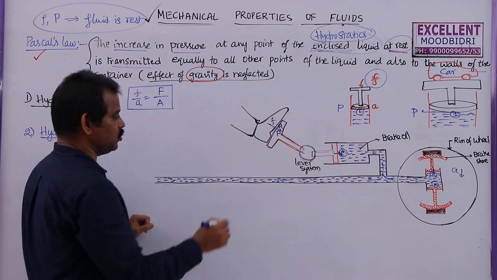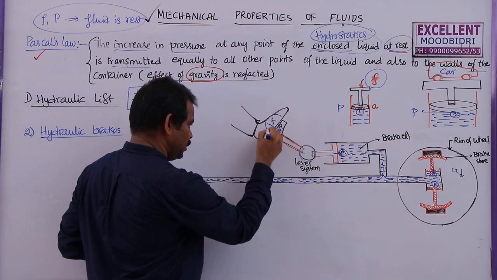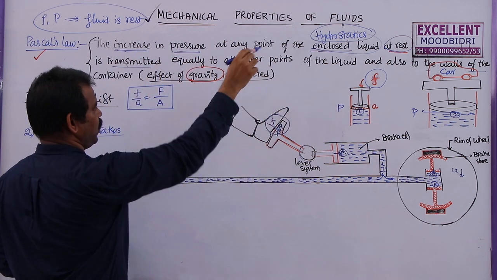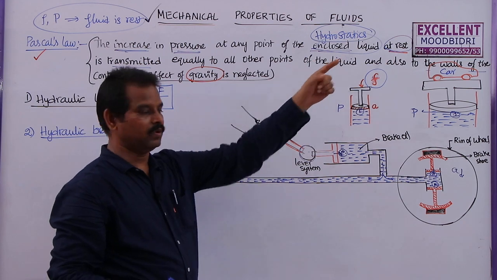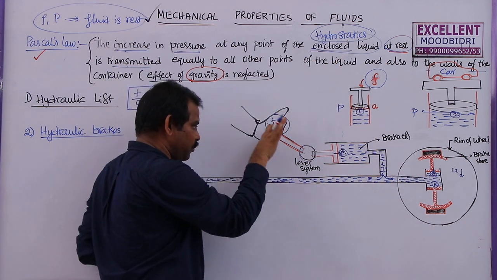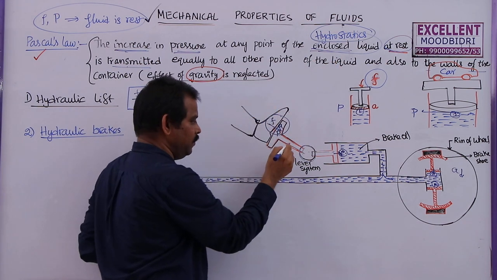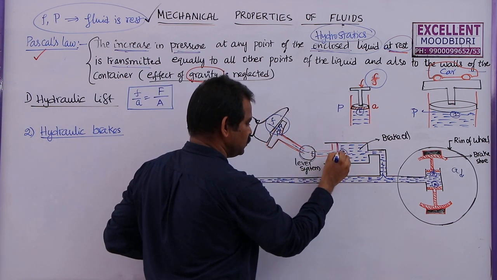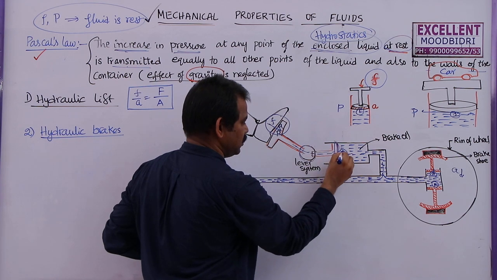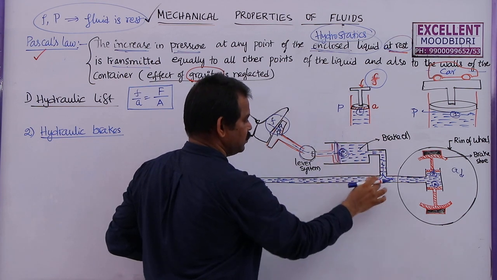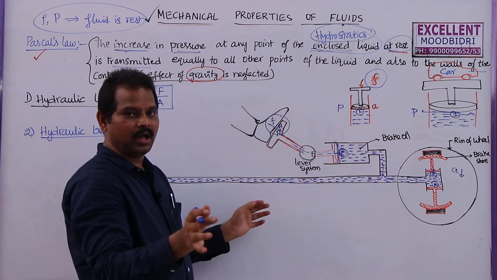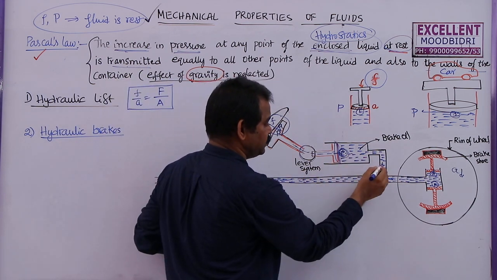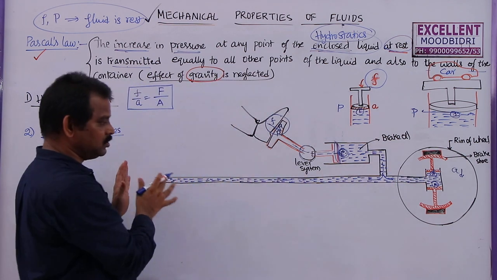In this case also, the concept is the increase in pressure at any point of the enclosed liquid at rest. Here we are applying force on the brake pedal. This force will be transmitted here and this force will act on the area of this piston. So pressure will be created here. This will be distributed to all four wheels of the vehicle or the car, because here I am just showing only one side of this.